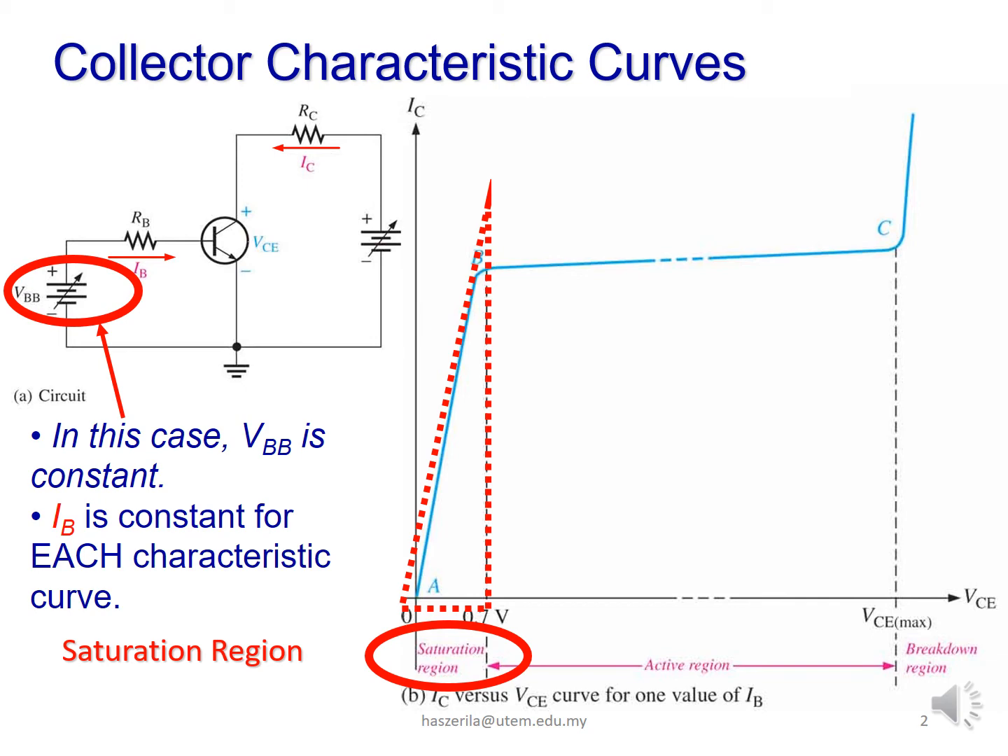When VCC increases, VCE increases as the collector current increases. This is indicated by the characteristic curve between point B and C. IC increases as VCC increases, so the transistor is in the active or linear region.